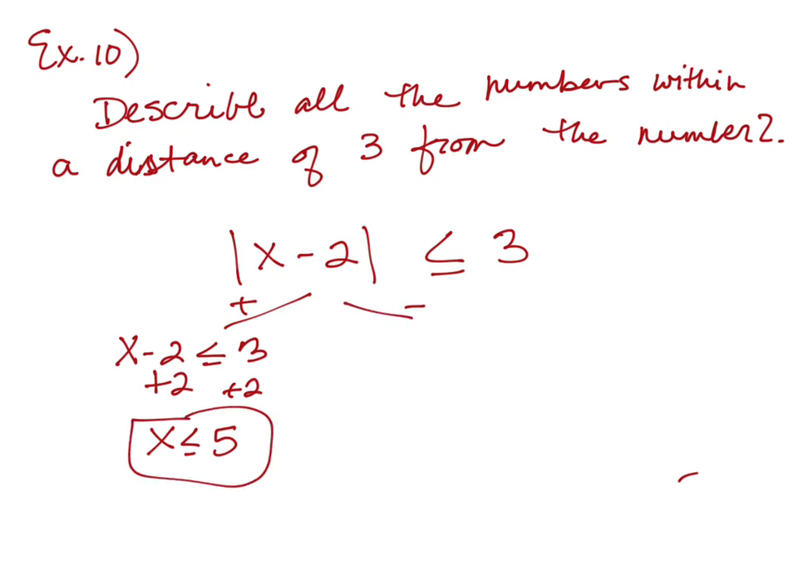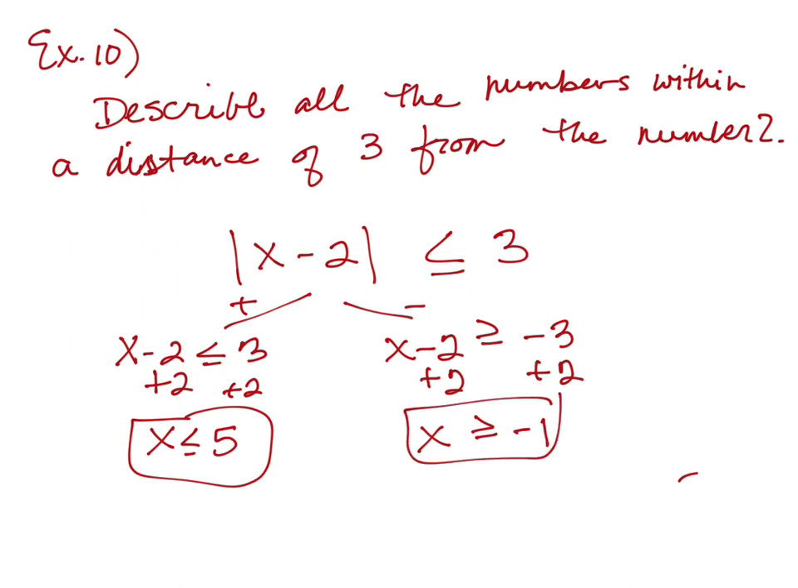On the negative side, I'm going to have x minus 2 is what? Greater than or equal to negative 3. Good. So I add my 2 to both sides over here, and I've got x is greater than or equal to negative 1. I think that's what you said earlier, Kimmy.